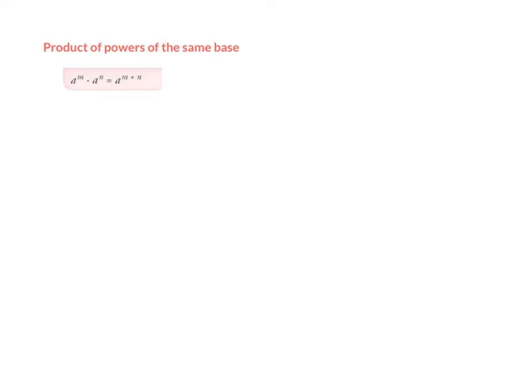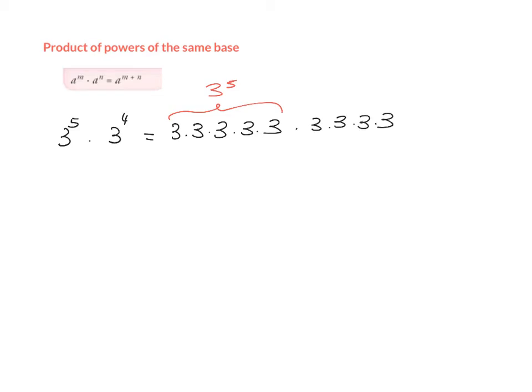Let's start with the properties of powers. Here we have the first one. It is called the product of powers of the same base. What happens if we have two different powers, for example, 3 to the 5th times 3 to the 4th? These powers are being multiplied by each other. If we write it in multiplication form, 3 to the 5th is 3 times 3 times 3 times 3 times 3. And 3 to the 4th is 3 times 3 times 3 times 3, 4 times.